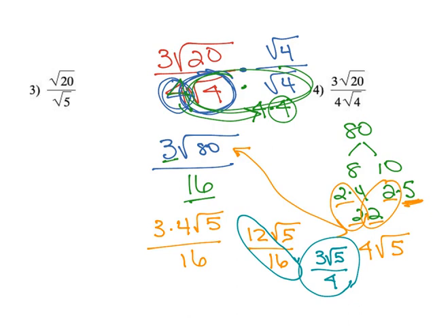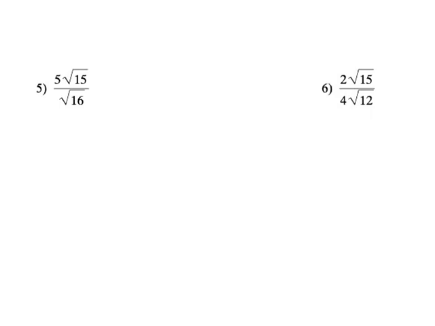Which, if we get here, it means you know the process, yay. If you get here, it means you know your basic math skills. So that's good, okay? Let's do some more. Again, if you didn't write all that down, pause and write it down, or maybe go back and listen again and write it down. So here we have 5 radical 15 over radical 16.